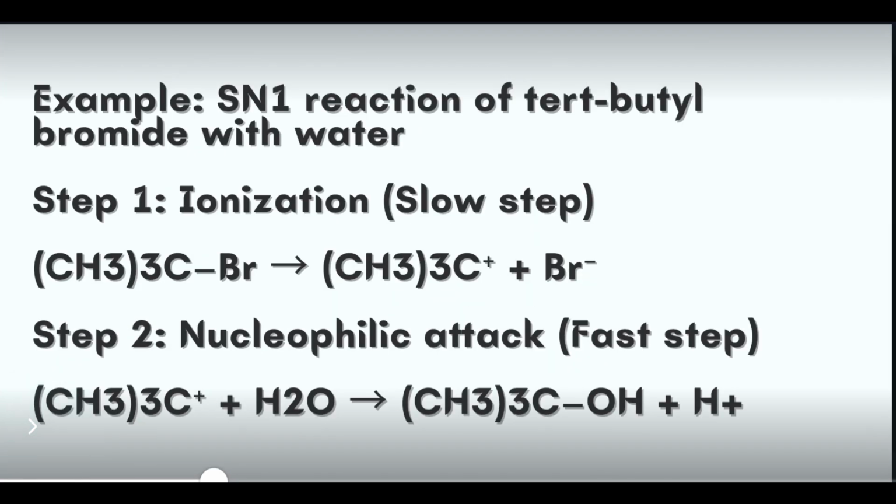Next, we'll see the example: the SN1 reaction of tertiary butyl bromide with water. In the first step, ionization, that means carbocation formation. This is the slow step. Here the example is (CH3)3CBr gives (CH3)3C plus and Br minus. In step 2, nucleophilic attack takes place. This is the fast step. So (CH3)3C plus and H2O gives (CH3)3COH plus H plus. Here the nucleophile is present in the solvent form. This is also called solvolysis.